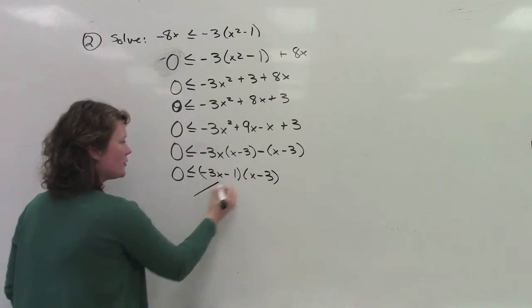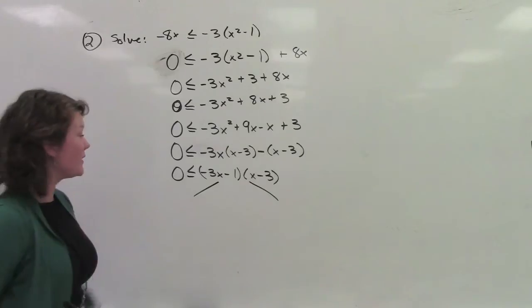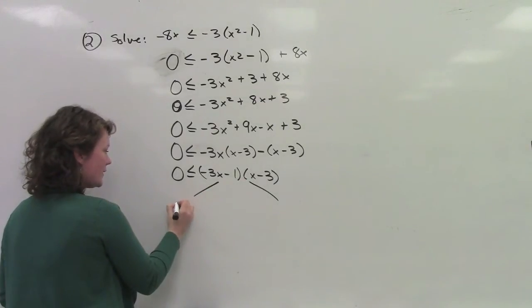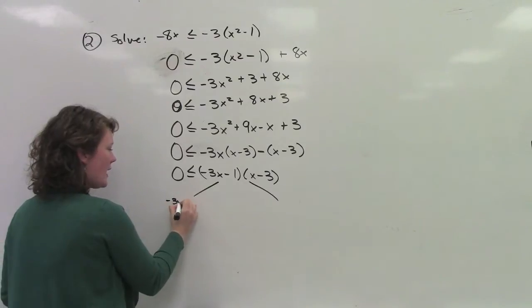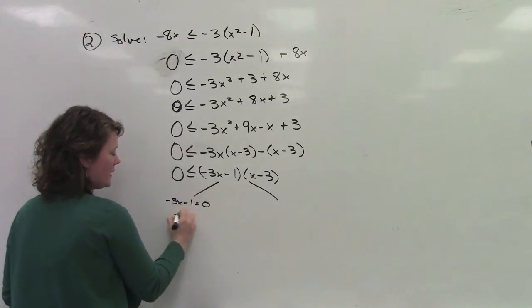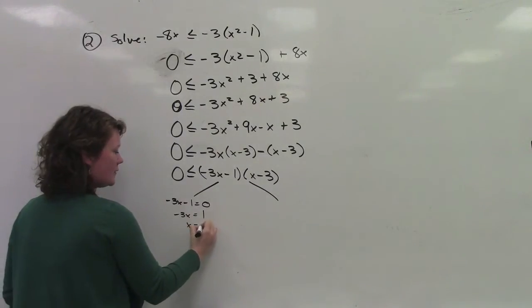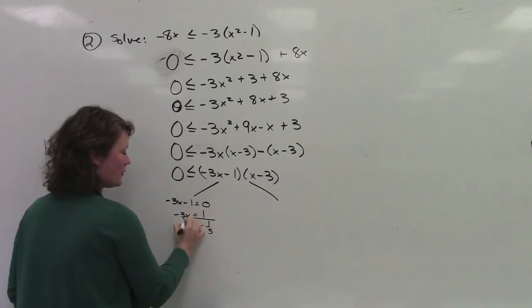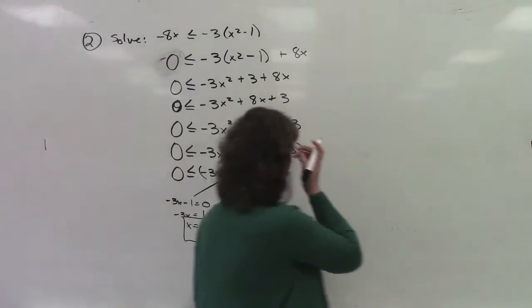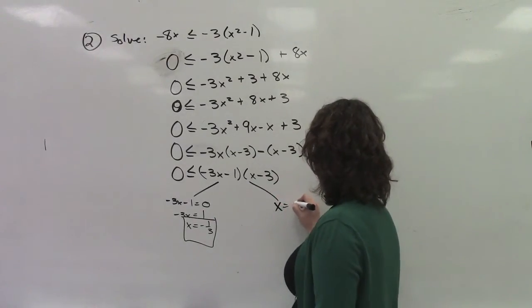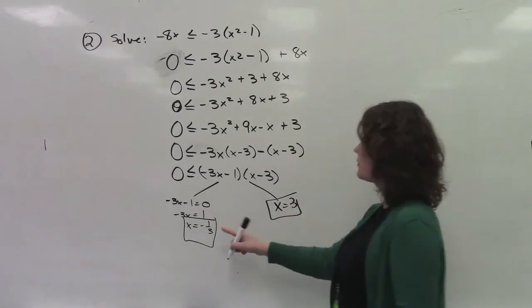So my two critical points stem from these two guys. That's where these two guys equal 0. Now, this is going to be negative 3x minus 1 equals 0. Negative 3x equals 1. x equals negative 1/3. We have a theme here. Here it's a little bit more simple. x equals 3. So we have two critical points.